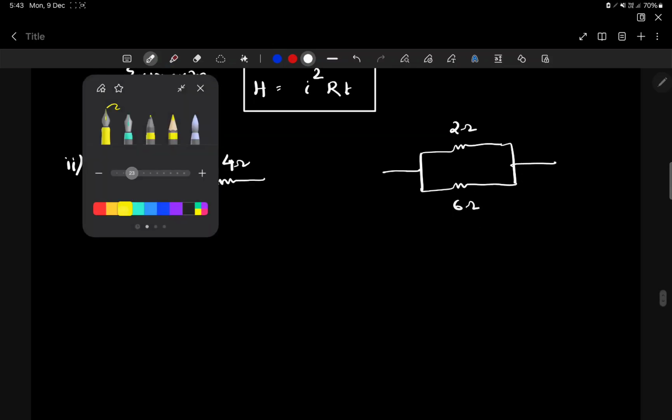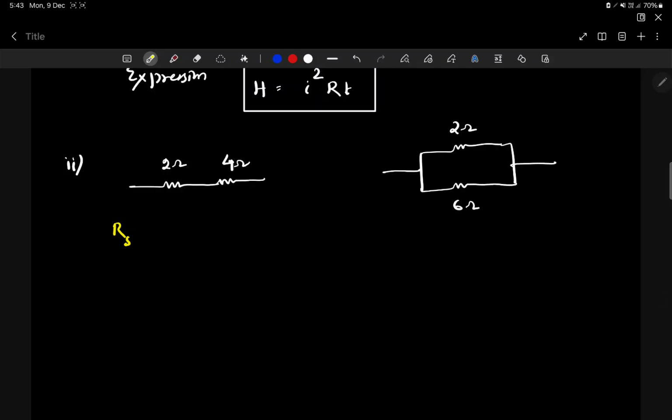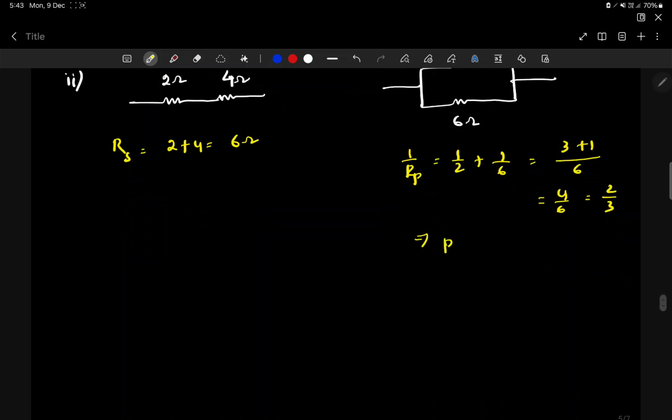So we know when they are in series, what is the R total, resistance total? That is your 2 plus 4, that is 6 ohm. And when they are in parallel, 1 by Rp is equals to 1 by 2 plus 1 by 6. So it is your 4 by 6, that is 2 by 3. So equivalent resistance is 3 by 2 ohm when they are in parallel.